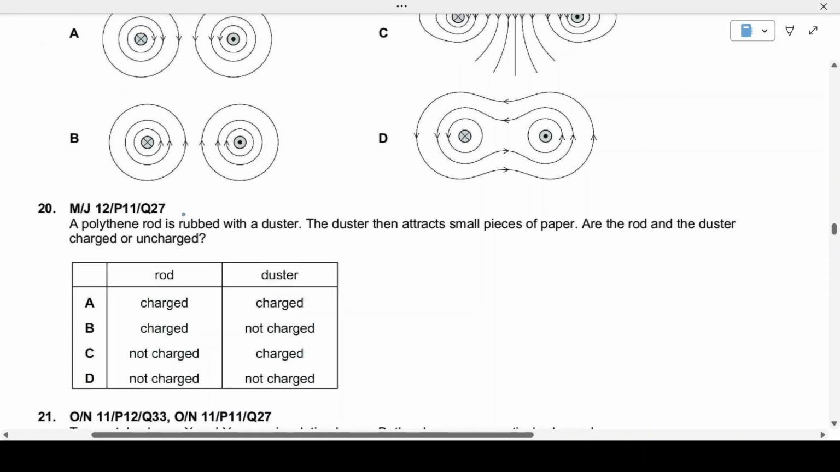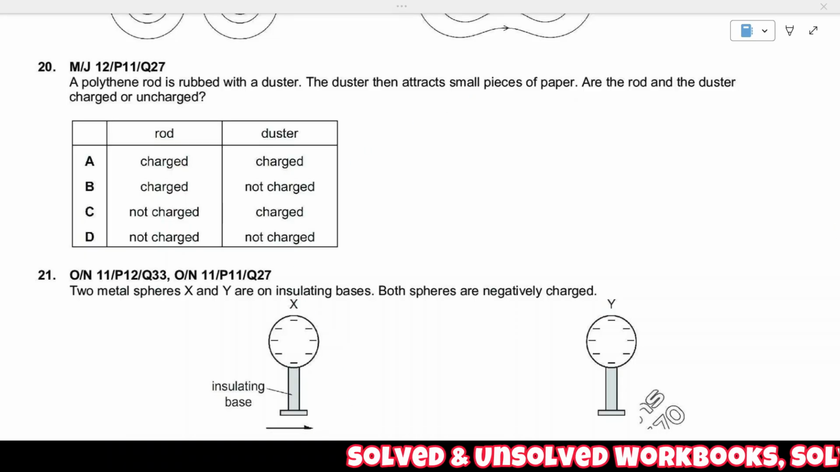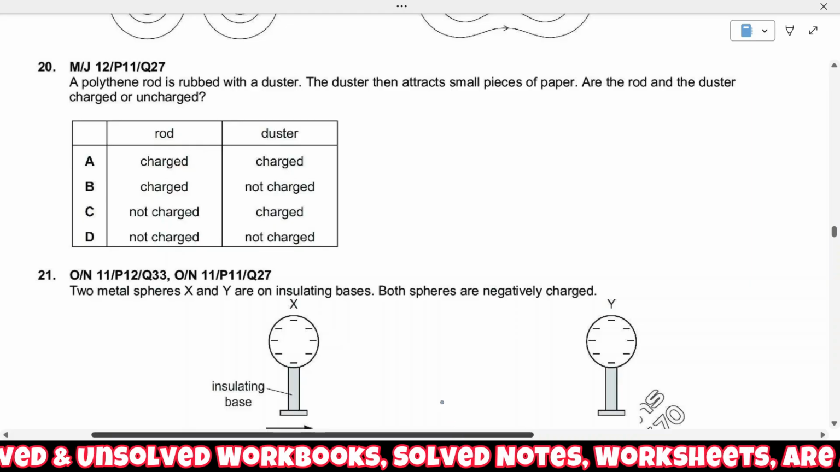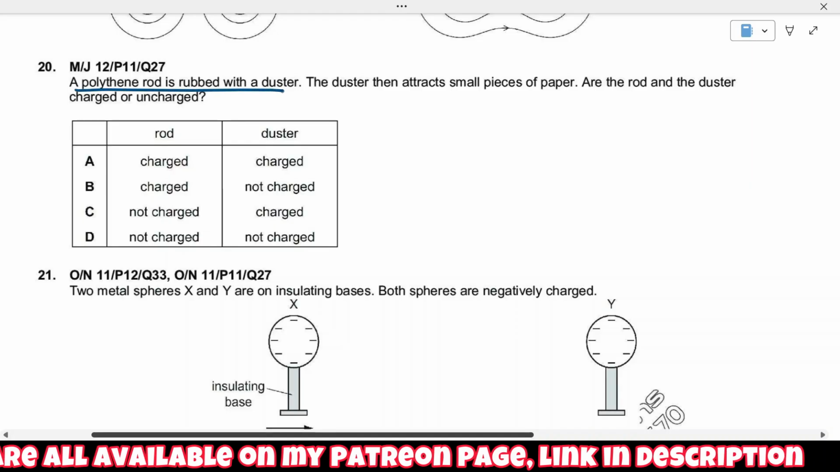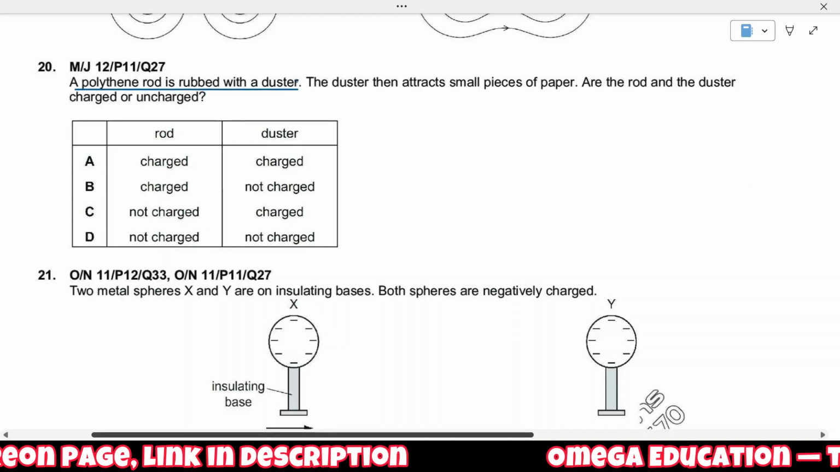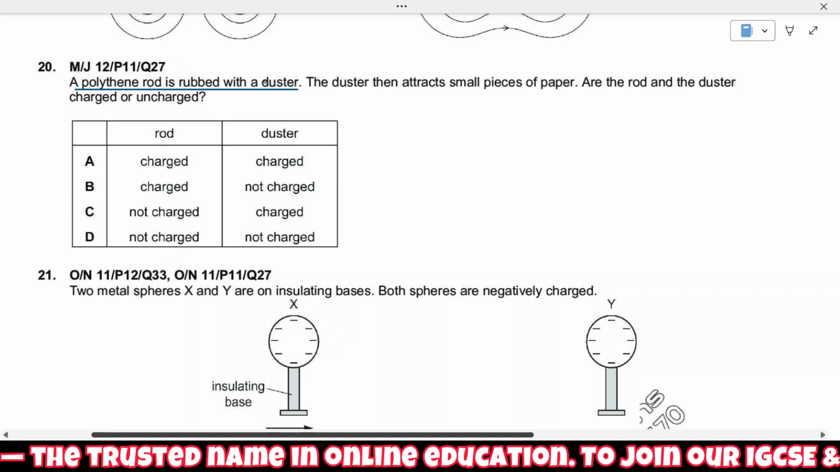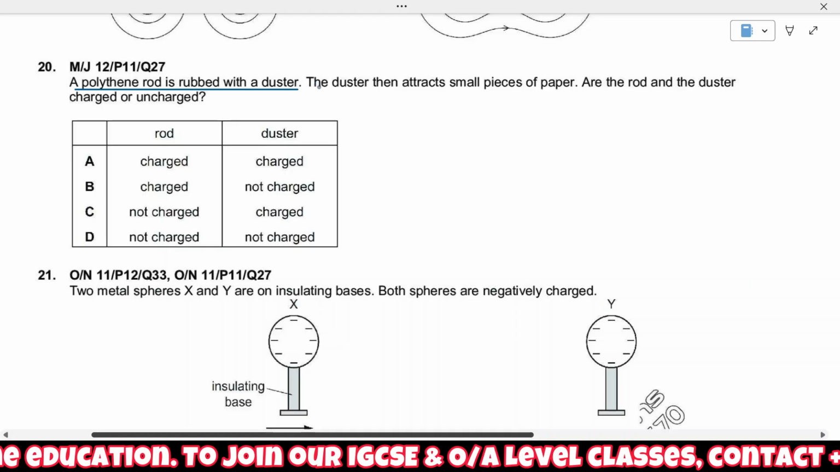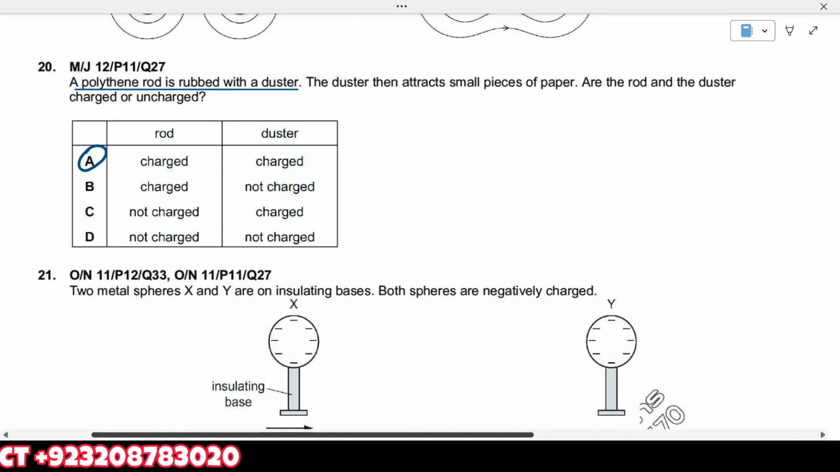A polythene rod is rubbed with a duster. The duster attracts pieces of paper. Okay. If a polythene rod is rubbed with a duster and both are insulators, then we are executing the method of friction, so both of them should be charged. And the proof is the duster attracts small pieces of paper. So it should be A straight away.